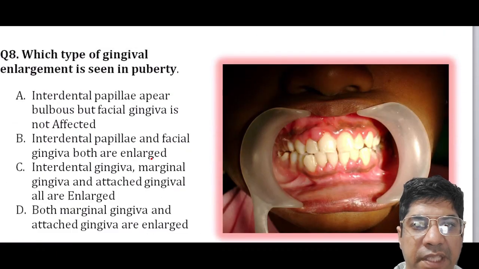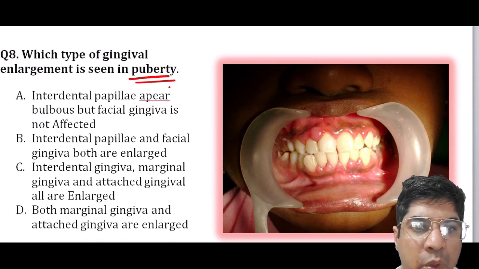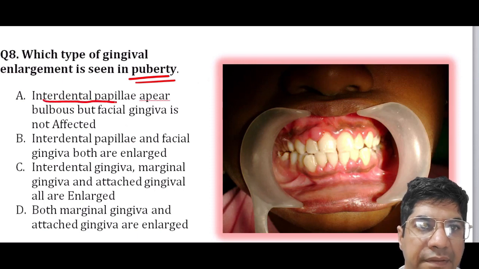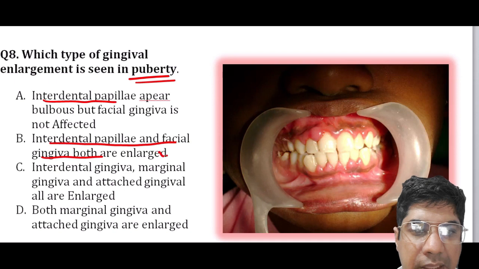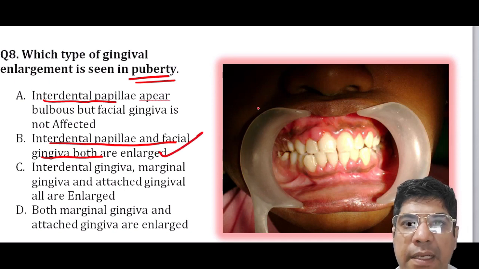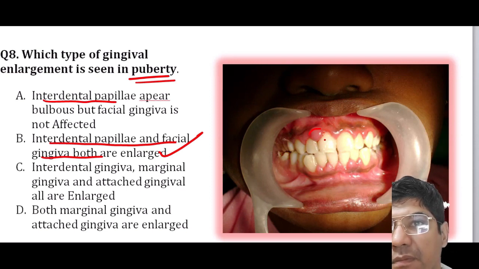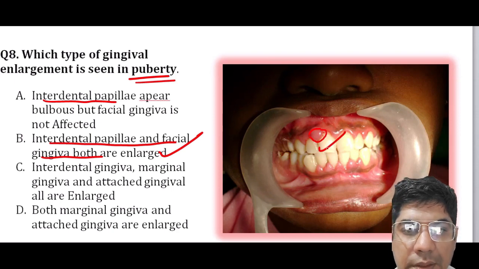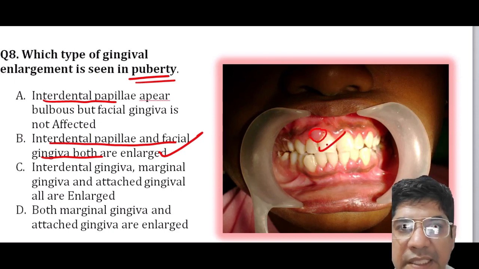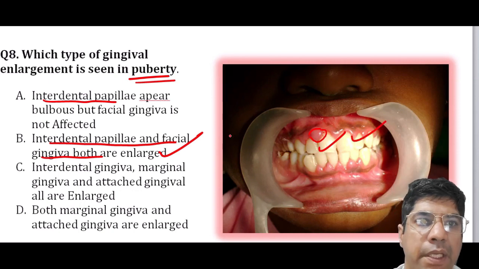Which type of gingival enlargement is seen in puberty? So gingival enlargement in puberty occurs in both male and female. In puberty, some individuals may develop a type of gingival enlargement that affects the interdental papilla and facial gingiva, both of which are enlarged. So there is a prominent bulbous appearance of the interdental papilla, and it can extend to involve the facial gingiva also. So your answer would be B here.